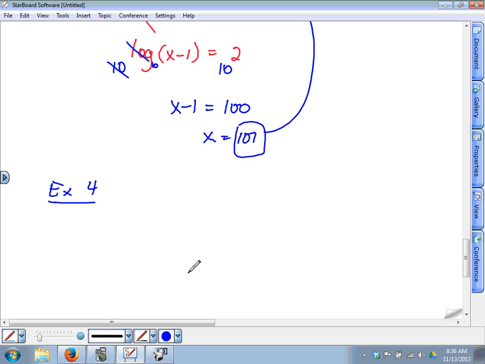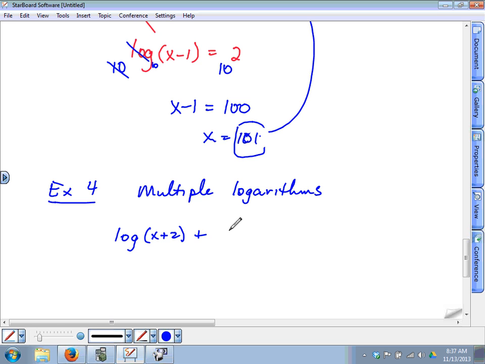Multiple logarithms. Here we go. Log of x plus 2 plus log of x minus 1 equals 1.